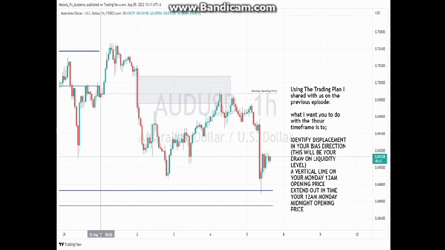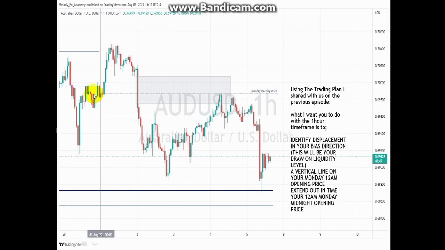So this is what I want you to do with the 1 hour time frame. Whenever you put up your chart on a Monday, you are going to have a vertical line delineating your Monday's New York midnight open right here. You can see this is the 1st of August, which is on Monday. You can see the time here and the date. So we have the midnight opening price.